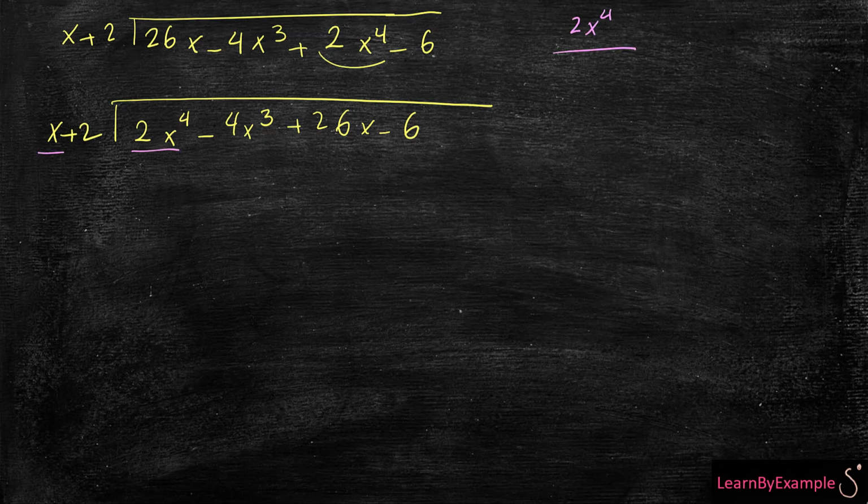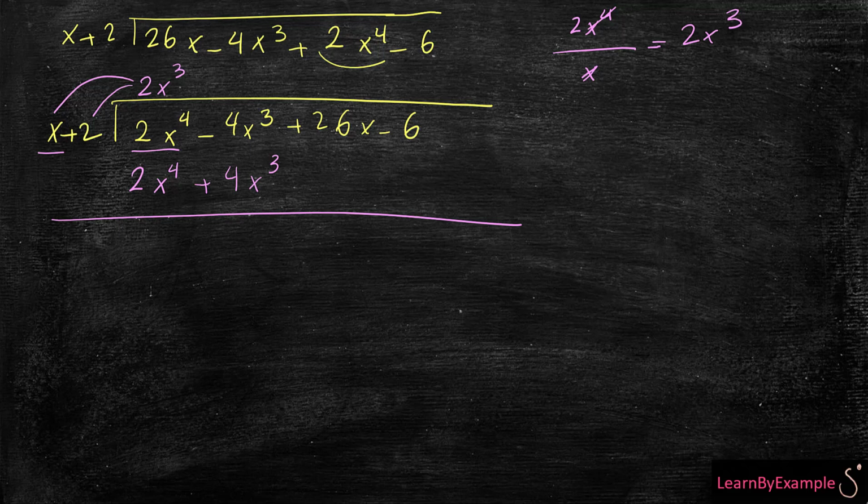So I have 2x to the 4 divided by x, and these two are just going to give me an x cubed. I'm going to write that over here, multiply it by both of these terms. I will end up with 2x to the 4 plus 4x cubed. I will have to subtract them, so a minus here, a minus here, and then I will end up with 0.